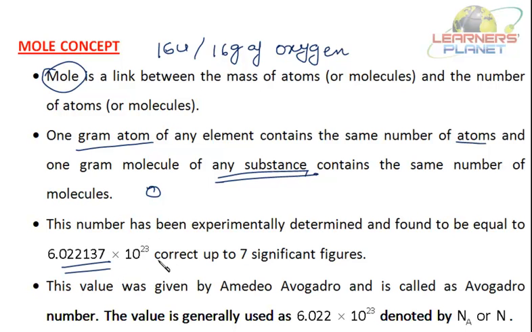Means this number, that is the number of atoms or the number of molecules in 1 gram atom of any element, or 1 gram molecule of any substance. And this value was given by Avogadro, Amedeo Avogadro, and is called the Avogadro number. This value is generally used as 6.022 into 10 to the power 23, and is denoted by Na.